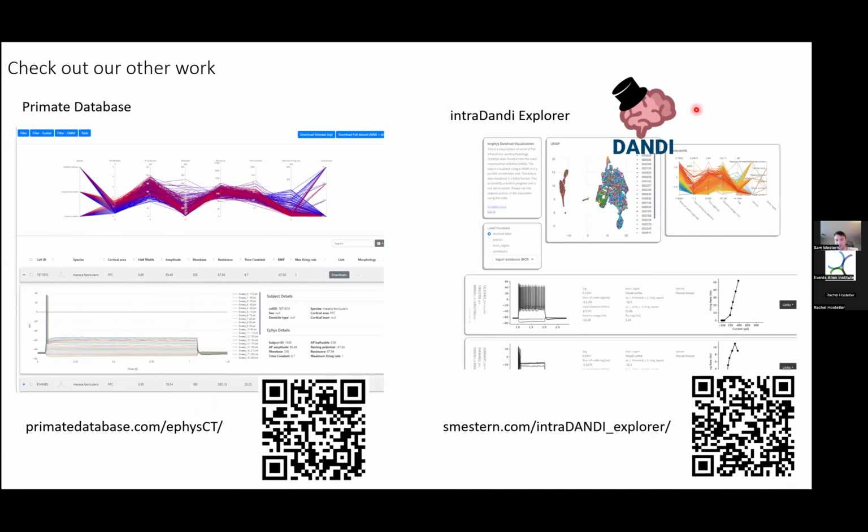And second, if you're a big intracellular electrophysiology geek like me, you can check out this Intra-Dandy Explorer, where I took a bunch of intracellular open data sets on Dandy and tried to feature extract them and merge them together, and then also made a little database visualizer. So you're welcome to check that out if you're a nerd like me.